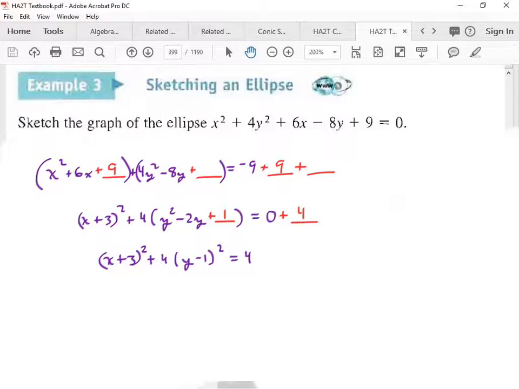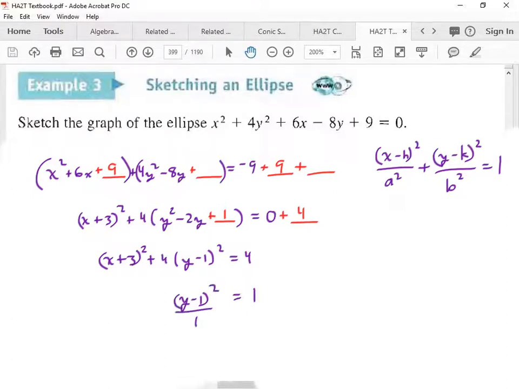But wait, are we supposed to equal 1? Yeah, because our standard form is x minus h squared divided by a or b squared, I don't know which one it is yet, then plus y minus k squared divided by b or a squared, and it has to equal 1. So I have to divide everything by 4. If I divide that by 4, I get 1. If I divide this by 4, I get y minus 1 squared over 1. And if I divide the other one by 4, I get a 4 on the bottom.